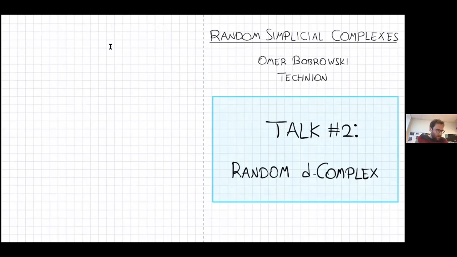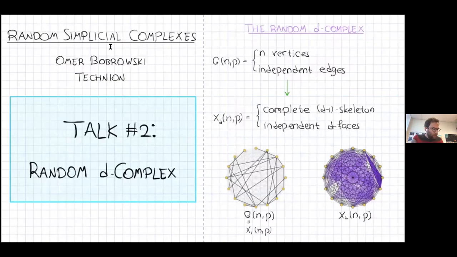Thank you. Yesterday we had quite an introductory talk on what a simplicial complex is and what this homology is that we're interested in, which will allow us to generalize phenomena from random graphs. Today we'll focus on probably the most well-studied model, which is a generalization of the Erdős-Rényi random graph called the random d-complex. I'll give you a quick reminder of what we were discussing yesterday.